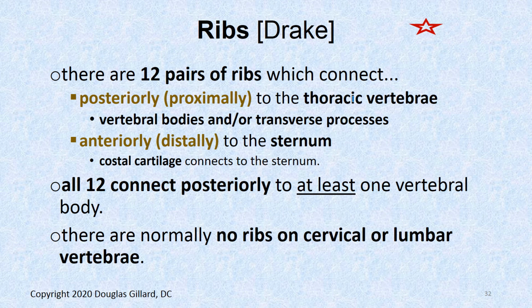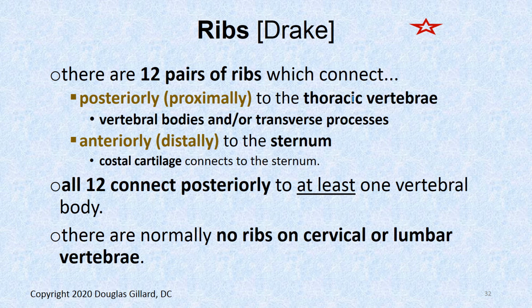What about ribs? We'll probably talk more about ribs tomorrow. There are 12 pairs of ribs, usually. Posteriorly, this is confusing too, or proximally. So the ribs, proximal to distal: proximal is where they connect to the spine. As they move around outward, that's more distal. So where they connect to the sternum is distal. Where they connect to the spine is proximal.